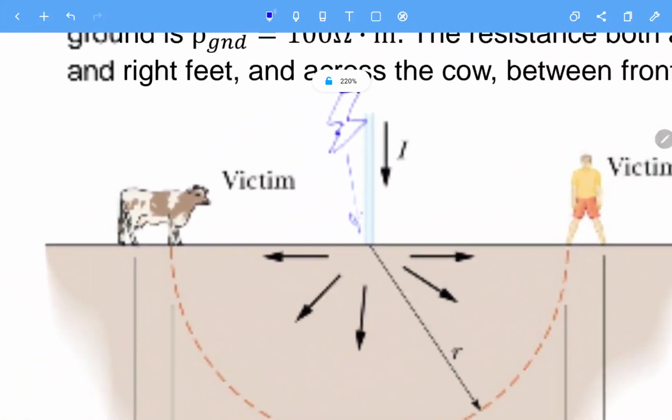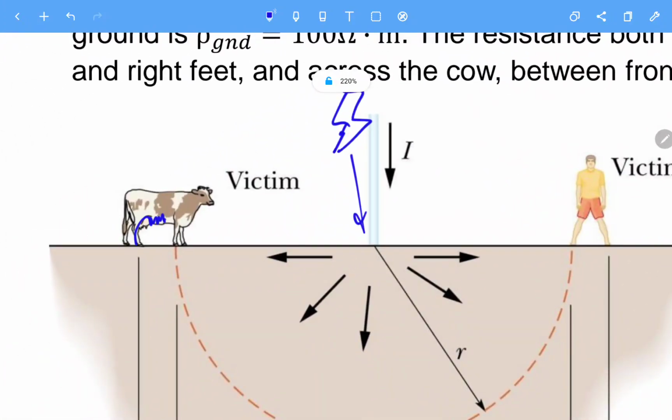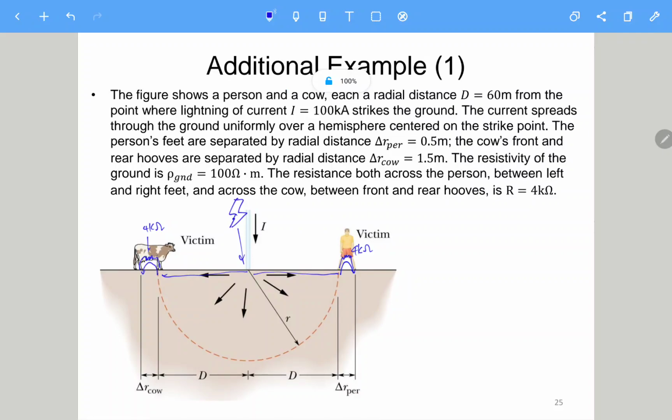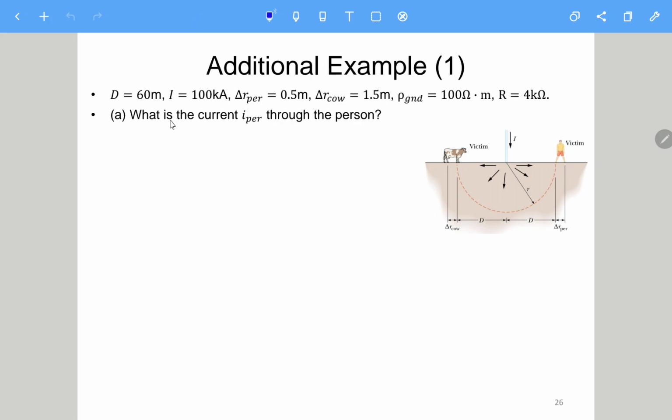Okay, so which means that this is a resistance, 4k ohm. And this is also a resistance, 4k ohm. The current tries to go from here and then through here, and also from here to here. So you may feel like this is a little bit painful. So we try to calculate what is the current I person going through the person.